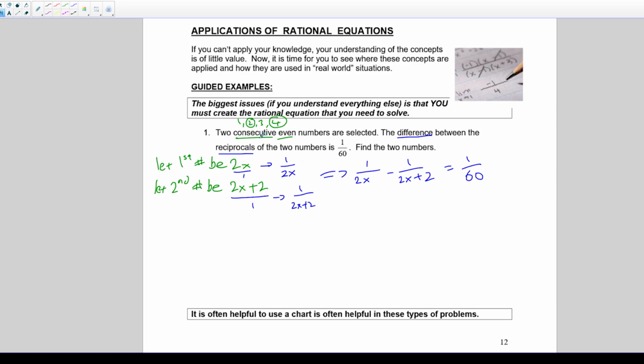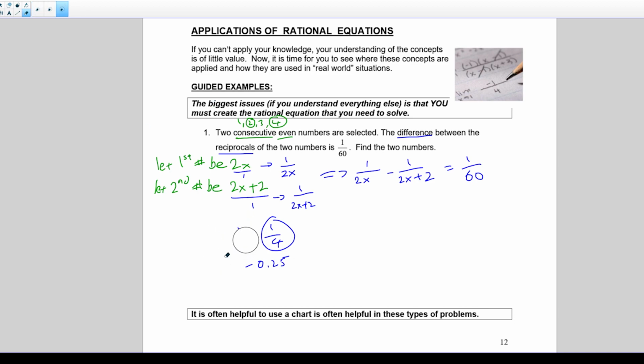If you're a little bit confused about why the 1 over 2x comes first, we can pretend that we have some numbers here. So if our bigger number, or rather our first number, is going to be 2 and our second number is 4, we can think of this as 1 over 2 minus 1 over 4. 1 over 2 is bigger. We know that's 0.5. And we're going to subtract 1 over 4, and that's going to be minus 0.25. If we switch these two numbers around, we would actually end up with a negative answer, which we don't want. We want to have a positive difference.